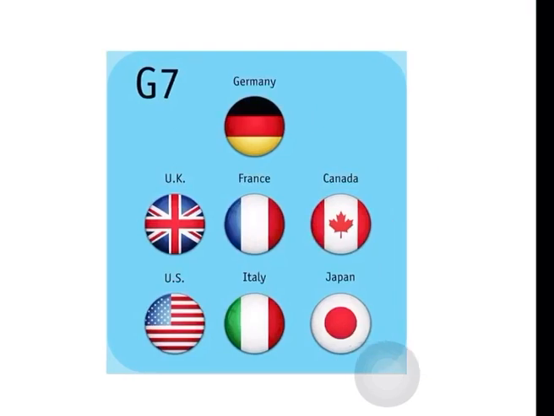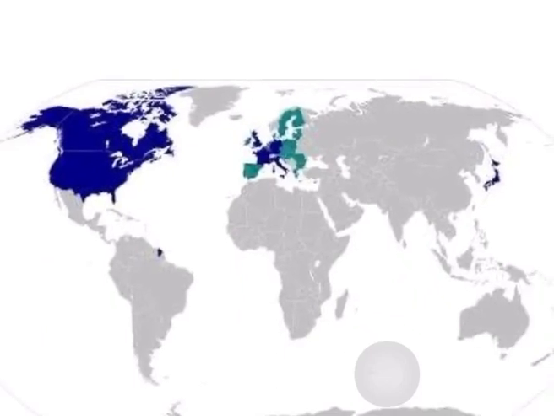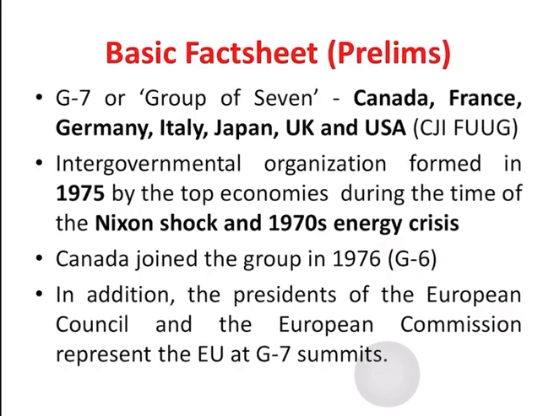Now let us see the map of the span of G7. In this map, very easily we can see that G7 is not truly a global organization like the United Nations, or we can say G20, but it is a club of rich, developed nations. Now let us see some fact sheet. The first thing is who are the members of this group? I told you the members: Canada, France, Germany, Italy, Japan, UK and US. So this is a code word, CJIFWG. By this you can recall all these members. In UPSC, many times UPSC is interested in knowing the members of globally famous groups.